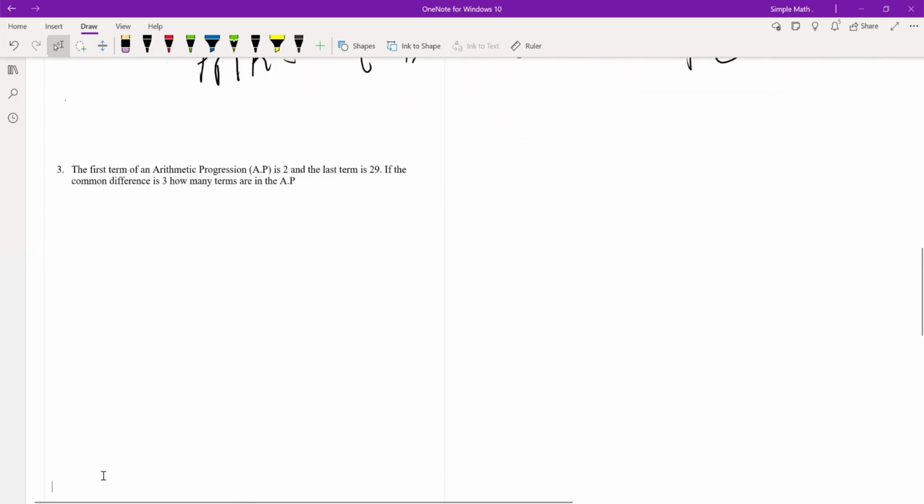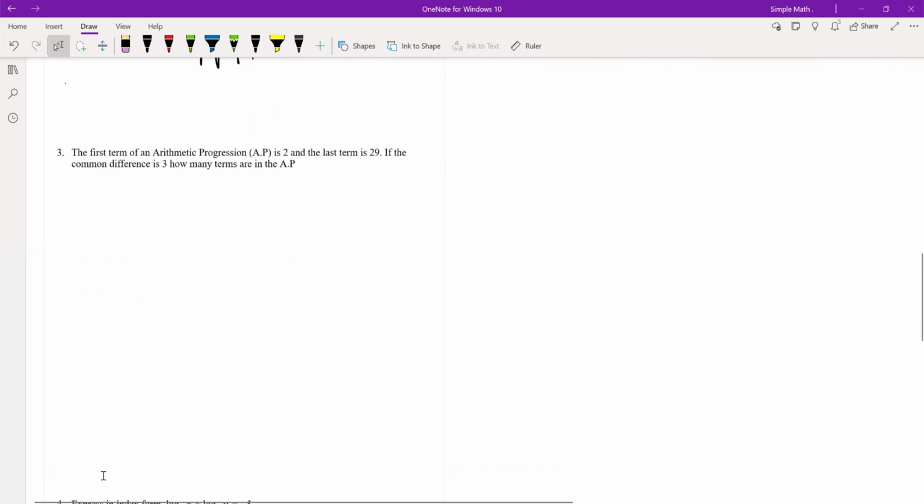The first term of an arithmetic progression. So when you're writing questions like this, it is an objective question. You don't have to write too much. You just have to know your values and work with speed. So first of all, on AP, A1 is 2. Last term, we don't know if it's the fifth term or seventh term, so we just write AN is 29 because that's our last term.